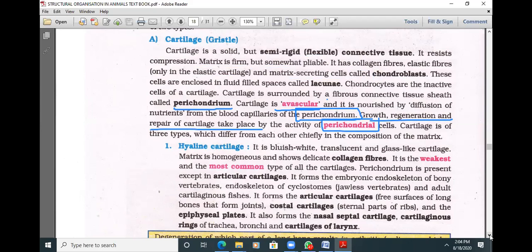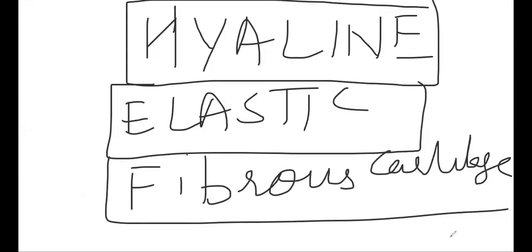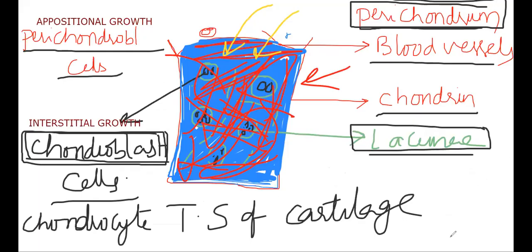The cartilage is of three types, which differ from each other chiefly in the composition of the matrix. Okay, so this paragraph we made. How did we make the paragraph? We went through in our order. If you are able to draw the diagram, that's enough. That means you can do this.